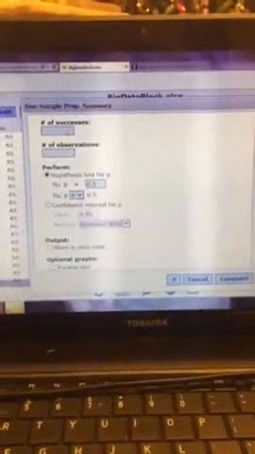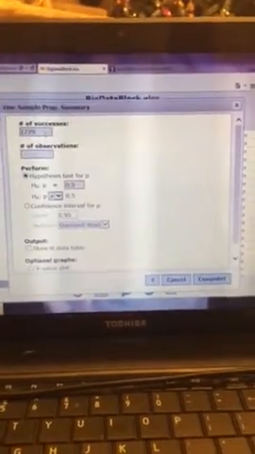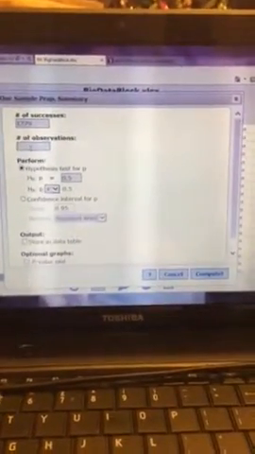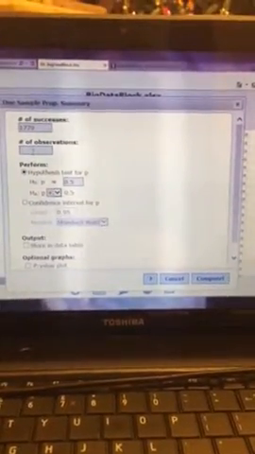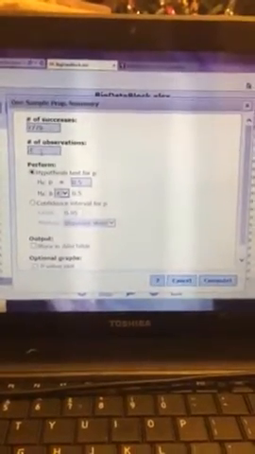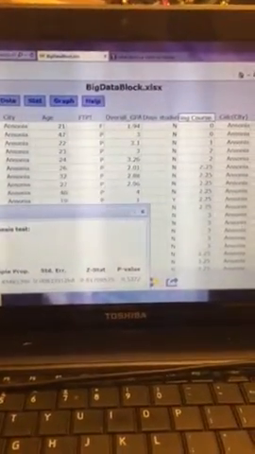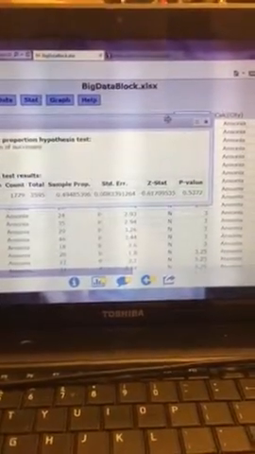So in our number of successes, we're going to put the number of students that attended Housatonic Community College that were from Bridgeport, and that number is 1,779. The number of observations is going to be the number of students that were in the college, and that is 3,595. And we're going to select compute, and here we have a probability that shows us the proportion.